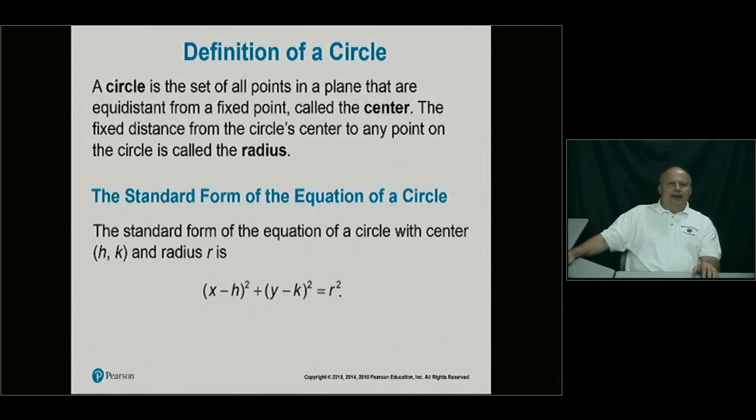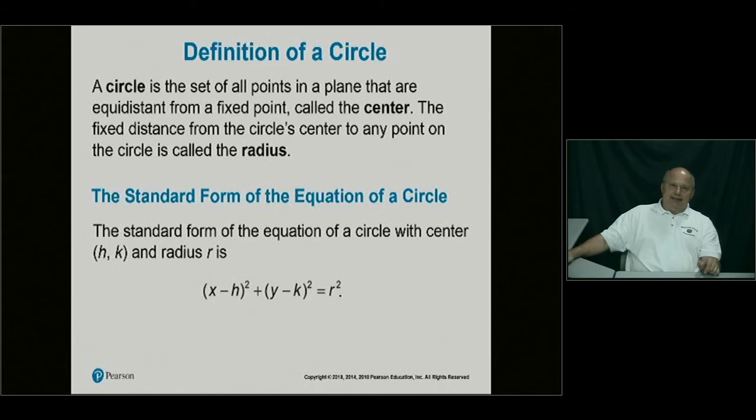Okay, the standard form of an equation of a circle. The standard form of the equation of a circle with center (h, k) and radius r is (x minus h) squared plus (y minus k) squared equals r squared. And you're like, oh great, another formula. Well, it is the formula of the standard form of a circle. That is true, okay? But it is also something you've just seen a few minutes ago, the distance formula.